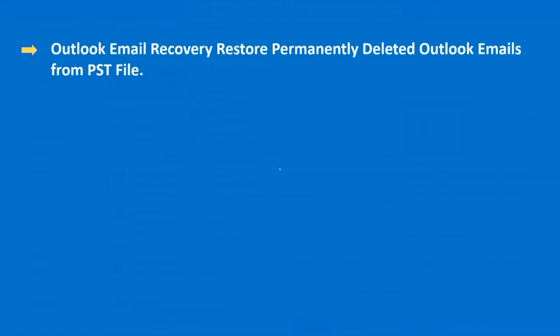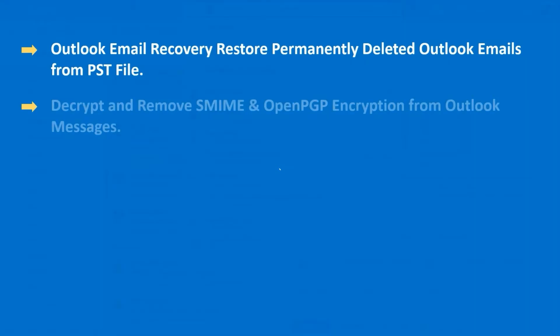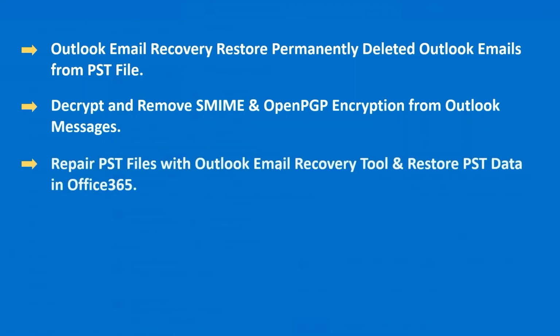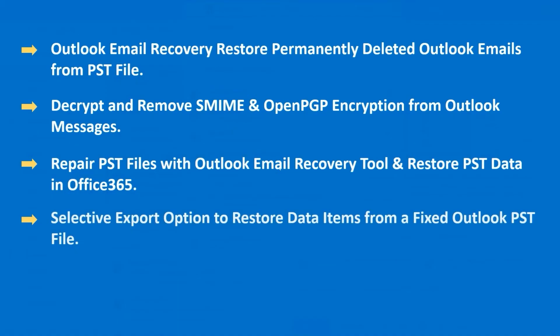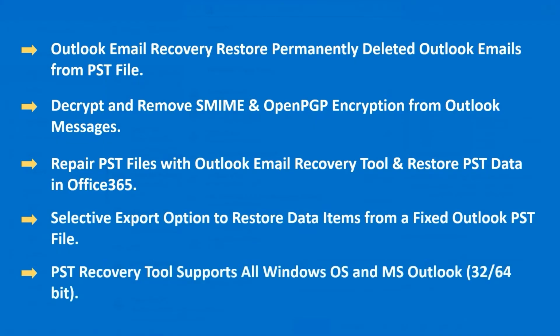Main features: Outlook Email Recovery. Restore permanently deleted Outlook emails from PST file. Decrypt and remove SMIME and OpenPGP encryption from Outlook messages. Repair PST files with Outlook Email Recovery Tool and restore PST data in Office 365. Selective export option to restore data items from a fixed Outlook PST file. PST Recovery Tool supports all Windows OS and MS Outlook 32/64-bit.